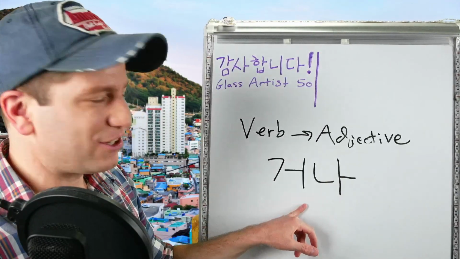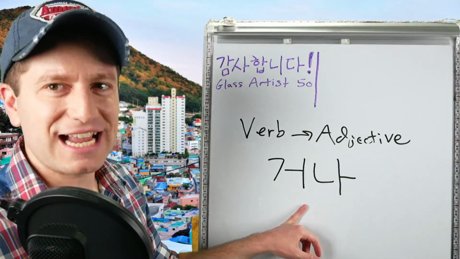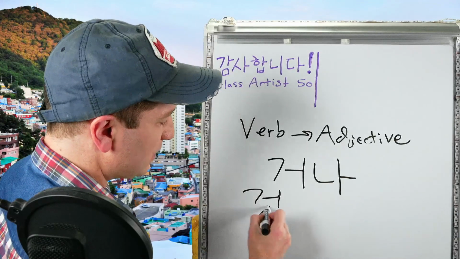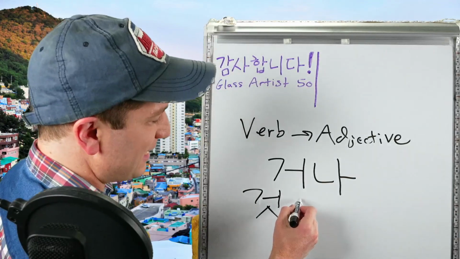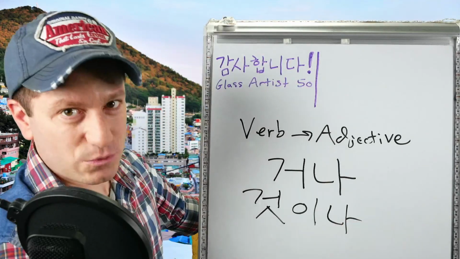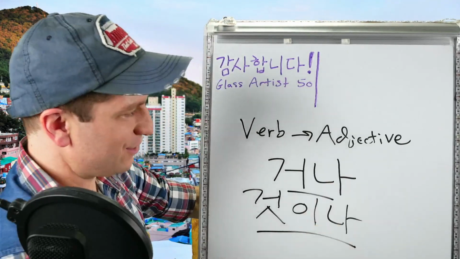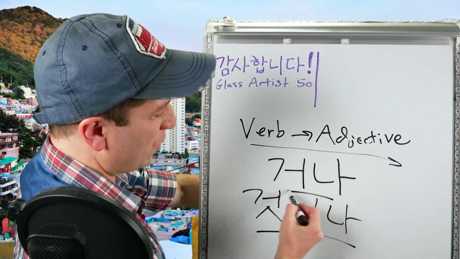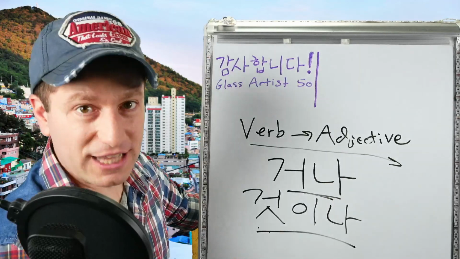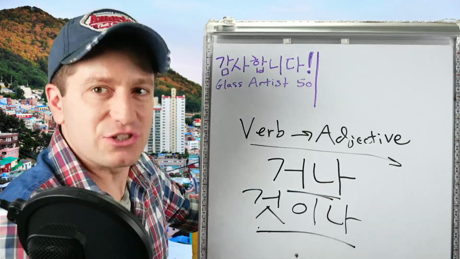This 거나 might look like a special form. It's actually the exact same thing as what I just said, attaching 으나. What it is, 것 for a thing, and then the verb 이다, and this is actually just using the 으나 ending as well. So it's the same thing. You can either do verb to an adjective with 거나, which is 것이나, or you can do verb stem with 으나. It's the same because you're actually doing the same thing.